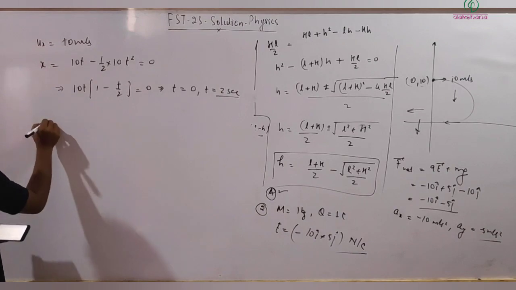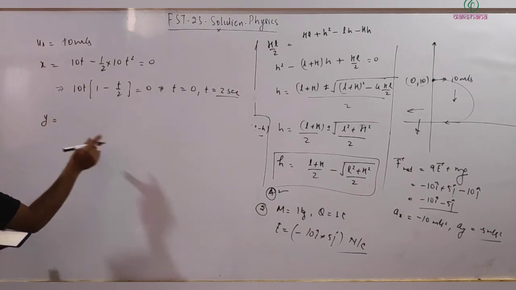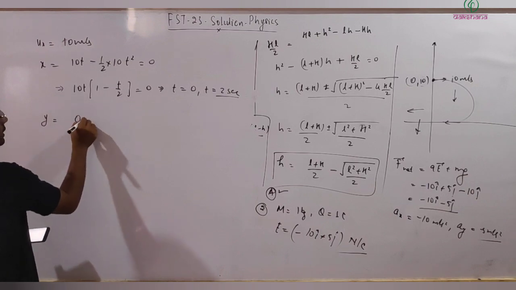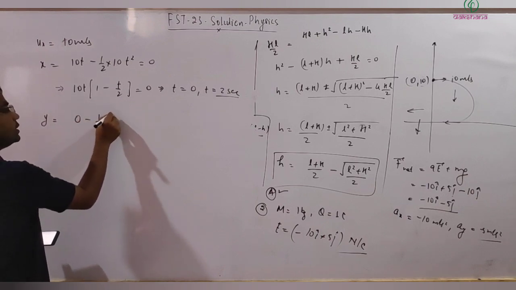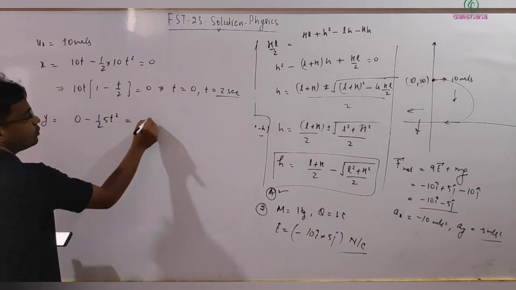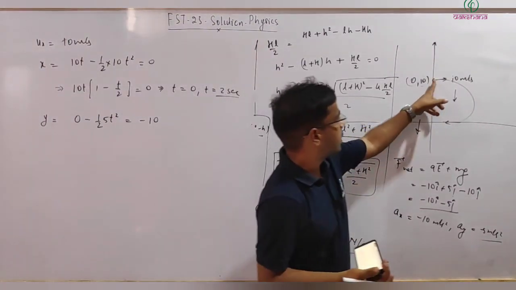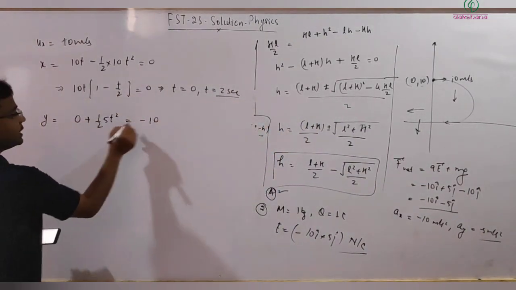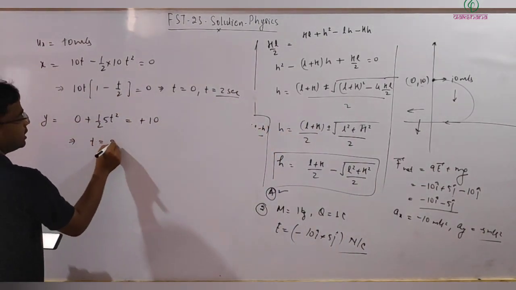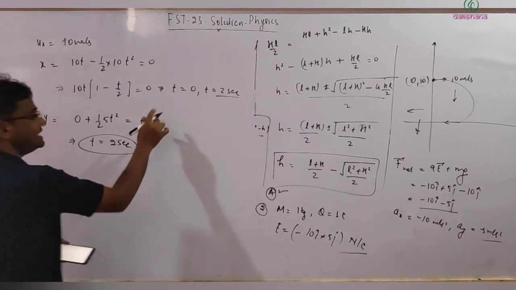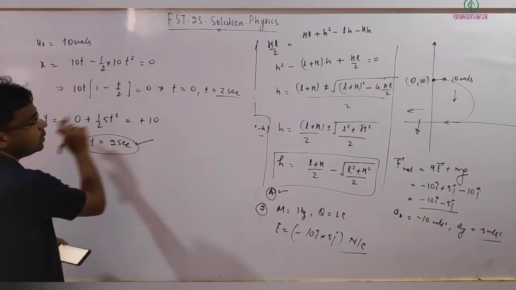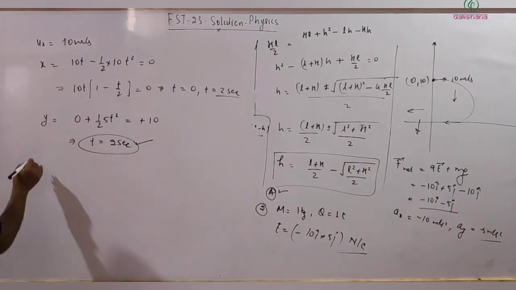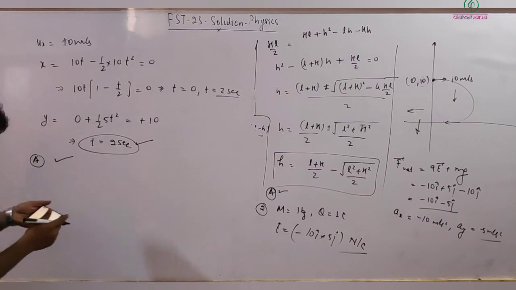Let me check where y becomes 0. For y, the initial velocity is 0, and y is minus 5 into t square, which equals minus 10 finally, because from here to there the final position will be 0 in y. Solving it, t comes out to be exactly 2 seconds. So you can check that at exactly this time y is also 0 and x is also 0. So yes, the particle will be passing through the origin. So option A is correct.